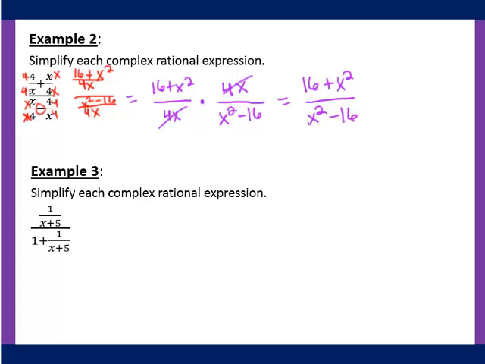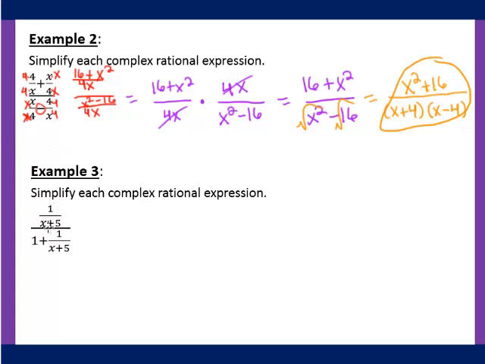Now, if we want to see if this simplifies, we can factor the bottom into x plus 4 times x minus 4, because we can take the square root of both and there's a minus in between. But on top, we're stuck leaving this alone. Even if we switch it around and make it x squared plus 16, because the middle is not a minus sign, we cannot do anything with that. So this would be our answer right here: x squared plus 16 over x plus 4 times x minus 4.